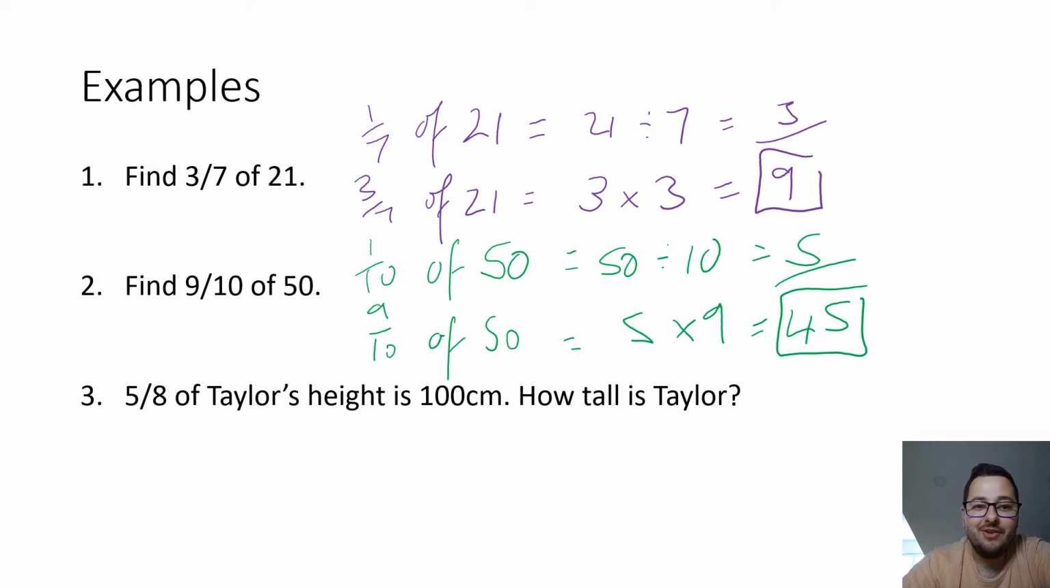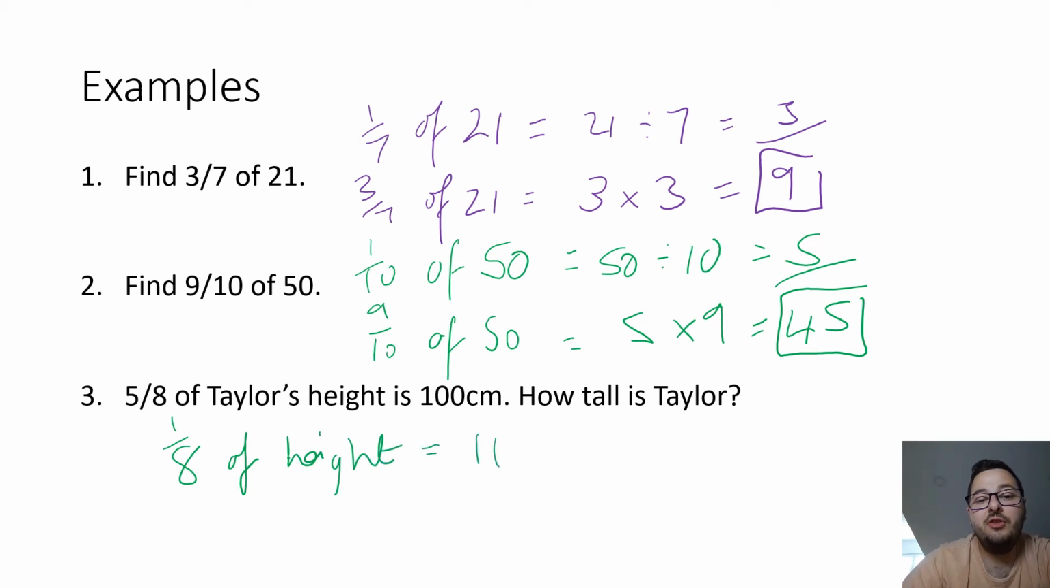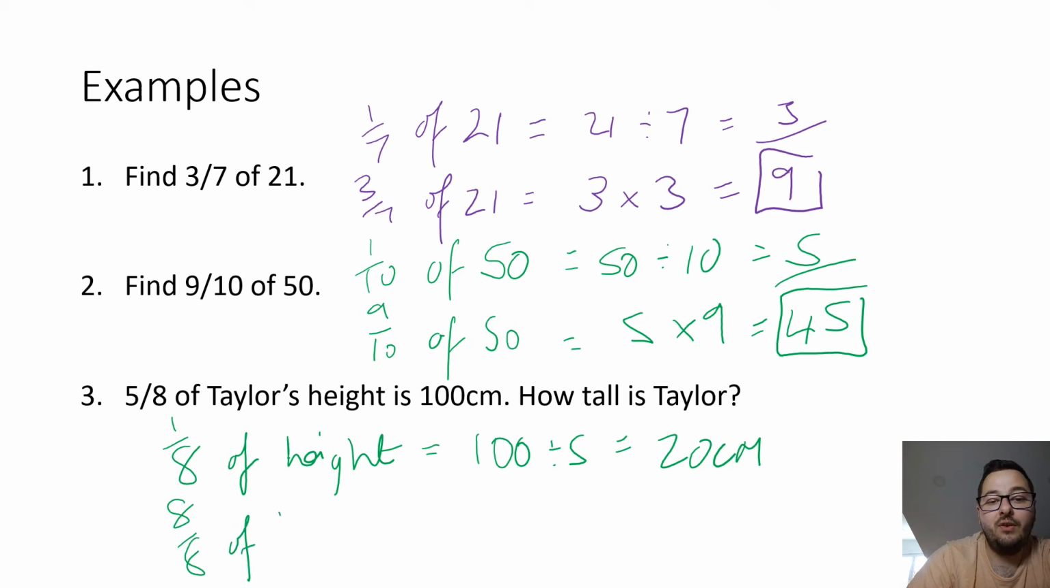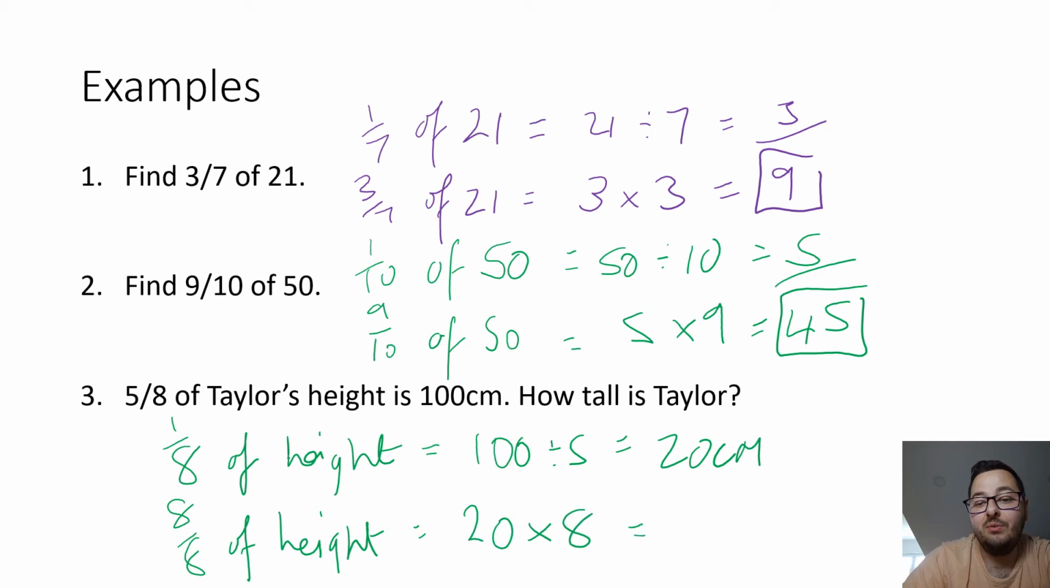Okay, great. So now 5/8 of Taylor's height is 100 centimetres. How tall is Taylor? Well, we figure out 1/8 of the height. We know 5/8, so we just do 100 divided by 5 to get 20. And then the whole height is going to be 8/8 of height, which is 20 times 8, which is 160 centimetres. So we're working backwards.